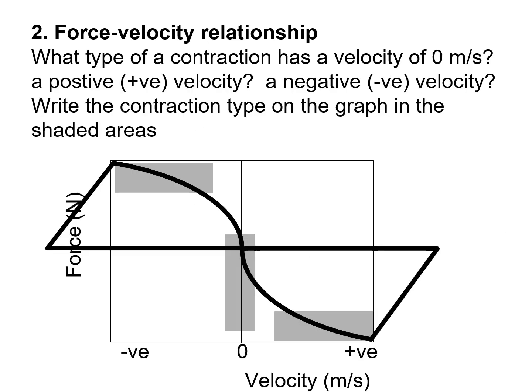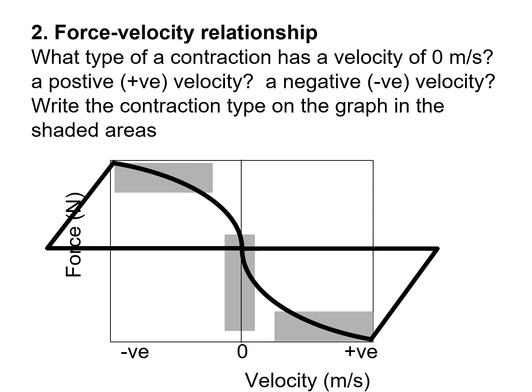Which brings us to another relationship, the force-velocity relationship. Let's take a look at this graph, and we'll answer some questions here. On the x-axis, we have a negative VE and a positive VE. The VE stands for velocity. So either we have zero velocity, a negative velocity, or a positive velocity. On our y-axis, we have force. The higher the y-axis goes, the more force we have.